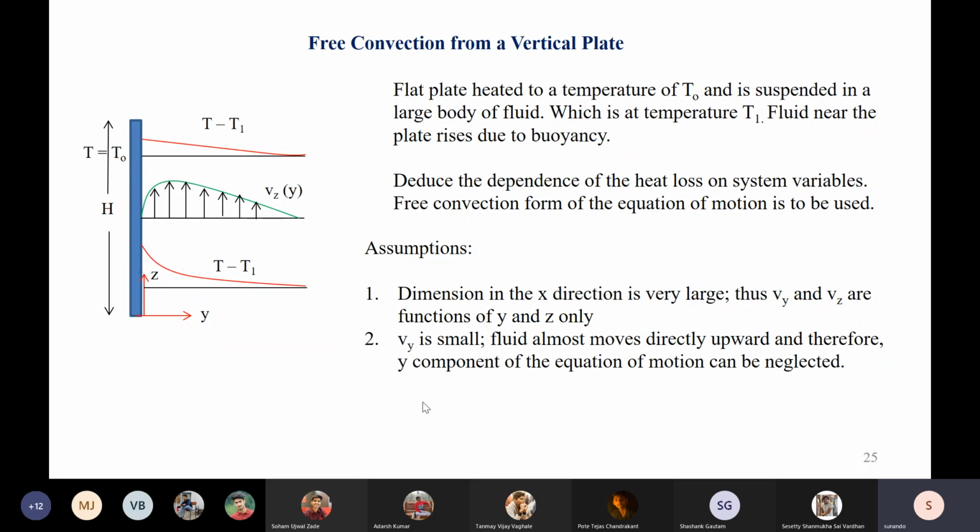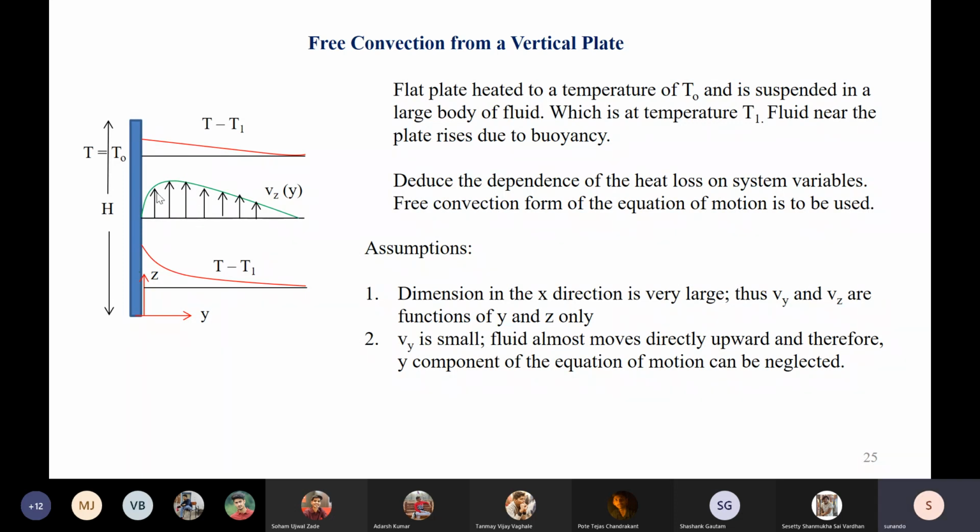The second assumption that one can make, which is also understandable, is that Vy is going to be small. So the air surrounding it almost moves straight up, and the y component of the equation of motion is to be neglected. It's the z component of the equation of motion that is to be taken into account. But we understand that the velocity in the z direction, Vz, is a strong function of y. It's going to be zero due to the no slip condition at the plate air interface, and it's going to be again zero at a point very far away from the plate. So the exaggerated profile would probably look like this.